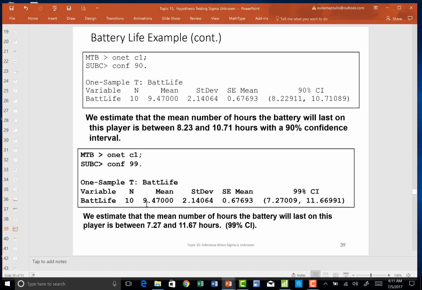And when we do our confidence interval in Minitab, this is what we get. For a 90% confidence interval, it's 8.2 to 10.7, where the mean is the mean number of hours the battery will last at a 90% confidence level. And then we did a 99%, and you can see as we do the 99, our confidence interval gets larger, as we would expect as our confidence level gets greater. And we have it right there, 7.3 to 11.7.